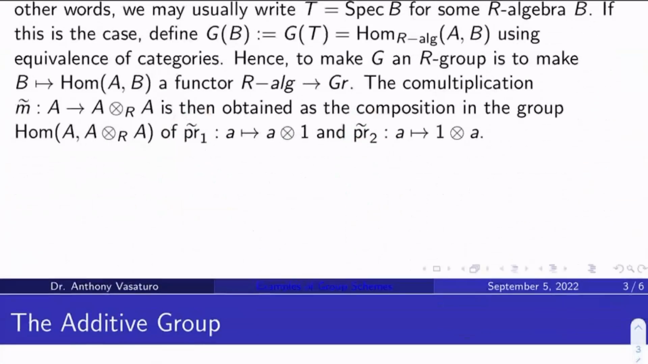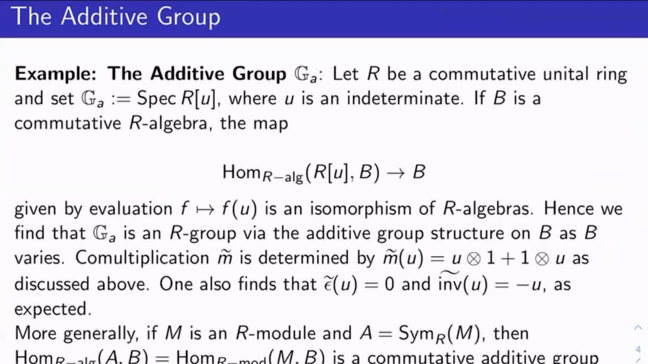Okay, so we'll look at two examples of group schemes today, and we'll look at some more tomorrow. First is the additive group, G_a. We'll let R be a commutative unital ring, and we'll set G_a to be Spec of R[U], where U is to be viewed as an indeterminate, like a variable.